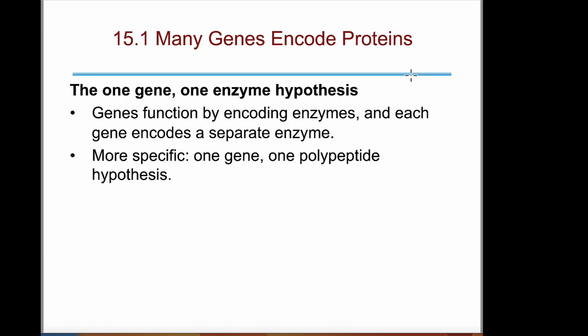All right, so you may have heard the concept of the one gene, one enzyme hypothesis. However, this concept was initially proposed with limited information, and there are flaws to it because it assumes that all genes encode enzymes, and that each gene encodes a separate enzyme. As science has progressed and we've done more research, we now understand that not all genes encode enzymes. There are some genes that encode proteins that are not enzymatic in function. So to be more accurate, the hypothesis has been updated to one gene, one polypeptide.